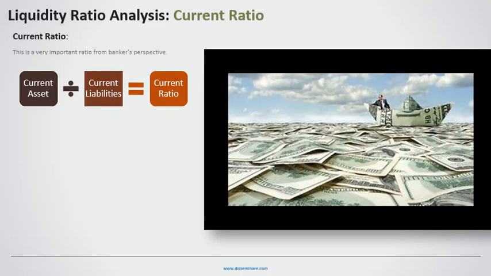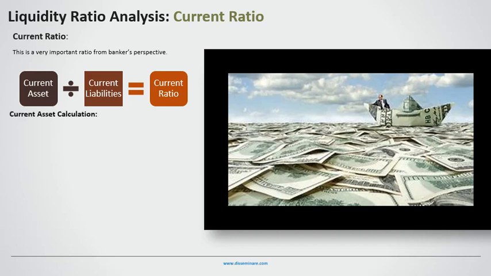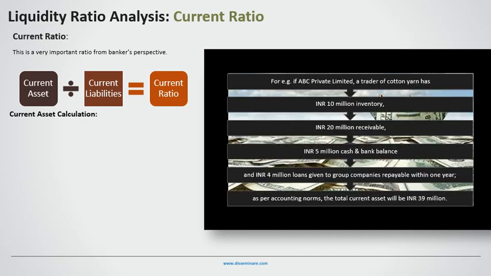Let us look at the calculation of current ratio with the help of an example. This is a very important ratio from the banker's perspective, and we must note some key aspects while making the calculations. We shall begin by calculating the current assets first. Let us take the example of ABC Private Limited, a trader of cotton yarn.